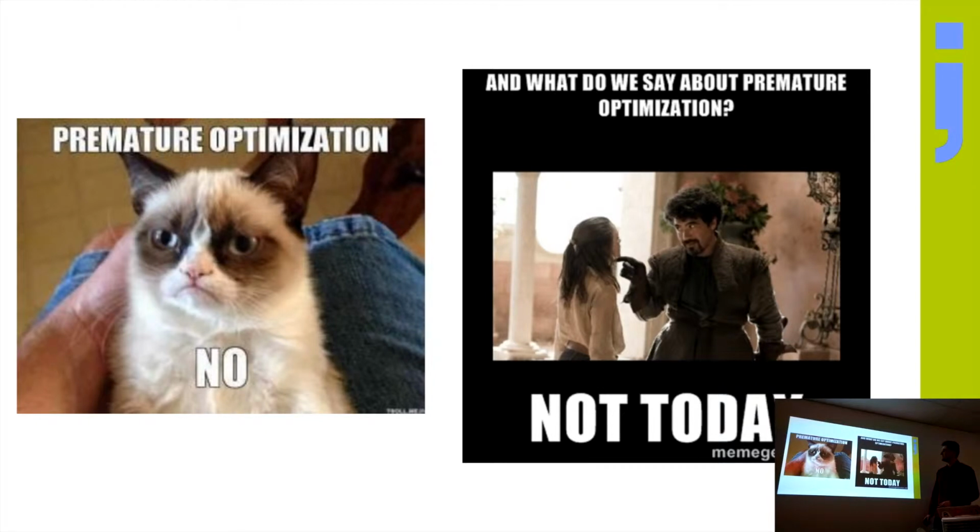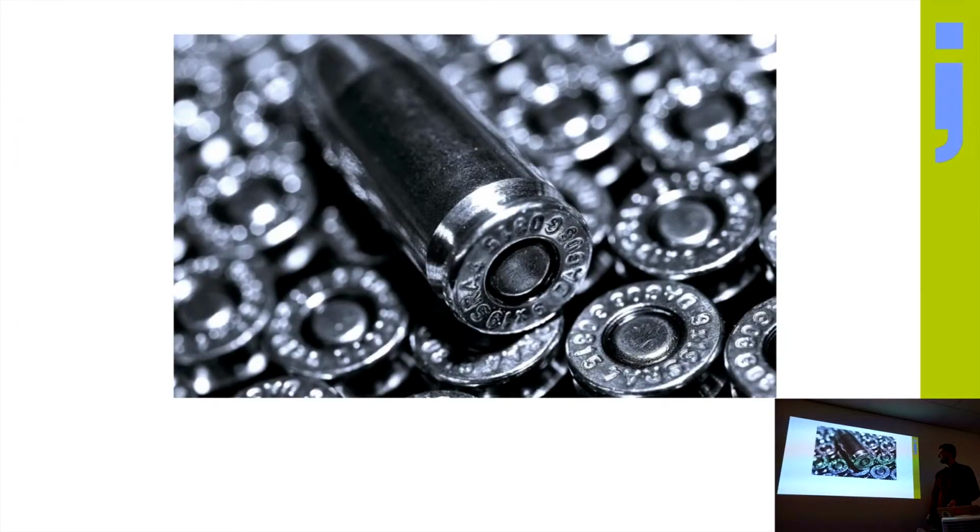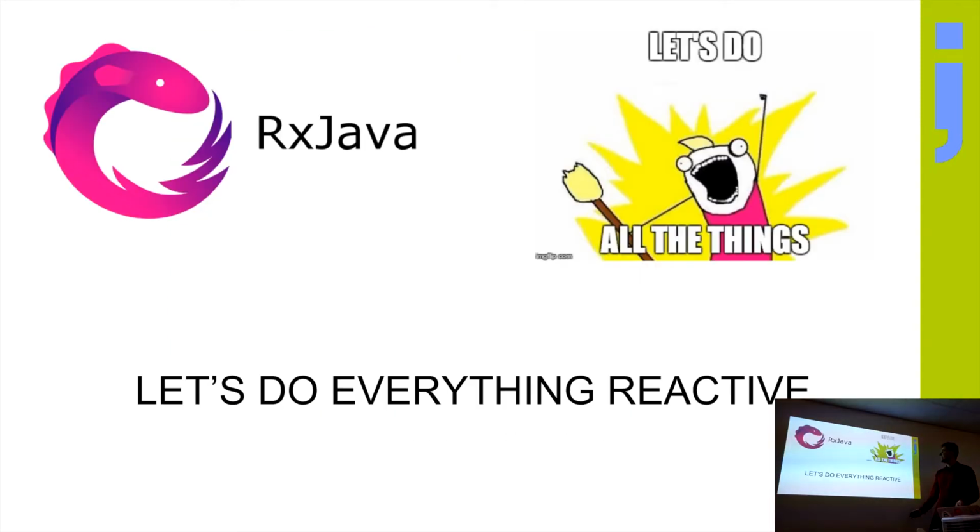So summarizing, no, premature optimization is not a good thing, and you should always think if it's reasonable to introduce something. What about this? What anti-pattern is this? Silver bullet. Yeah, exactly. And our silver bullet is, of course, RxJava. So we should all do everything in RxJava.